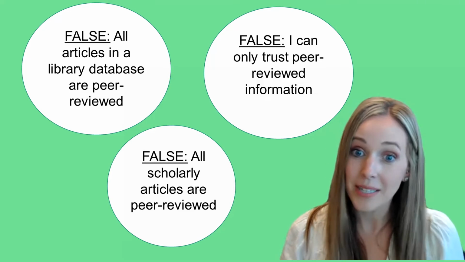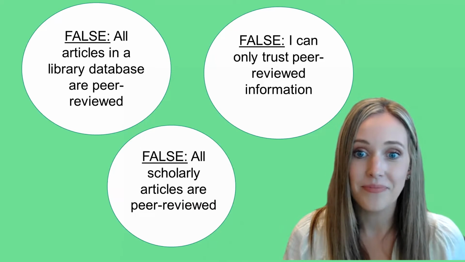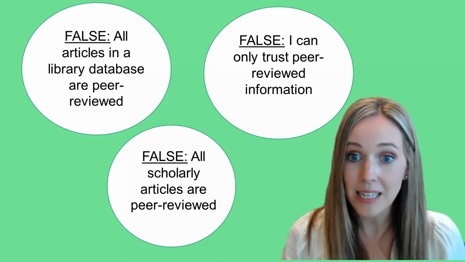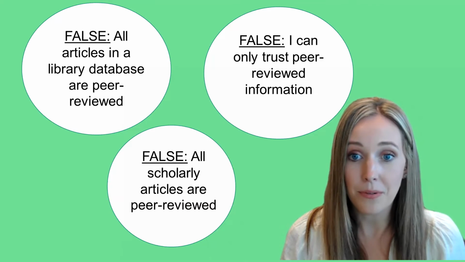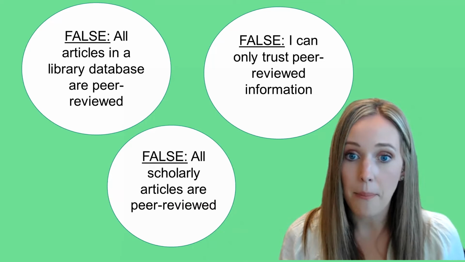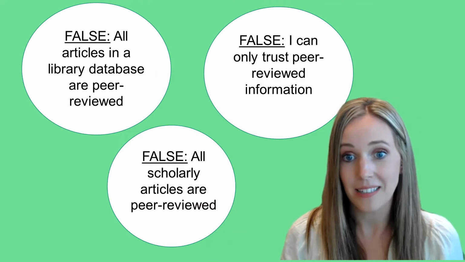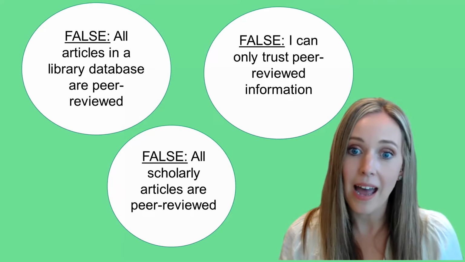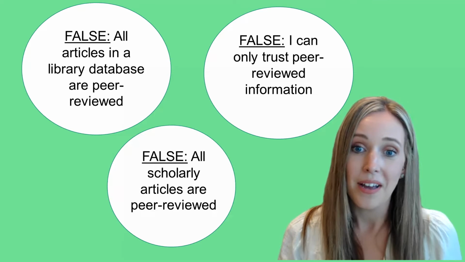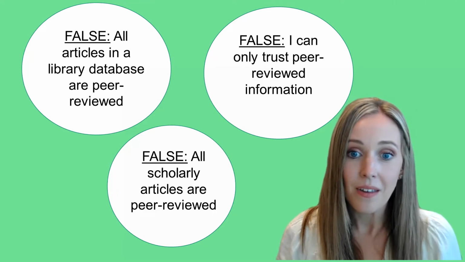The second one is very similar to the first one, but it's that all scholarly articles are peer reviewed. There's an assumption that if you're reading an article from an academic journal, that it has gone through the peer review process. And that's not always true. Not all journals have that process, and not every article requires a peer review process. It really depends on the topic and whether or not they are presenting findings from a study or if they are just reviewing and writing an opinion.